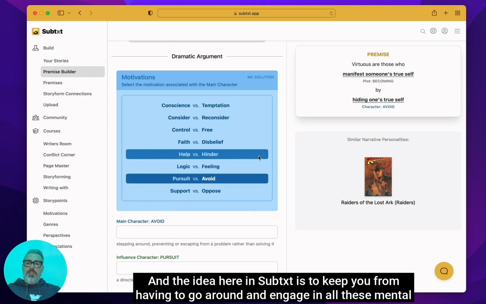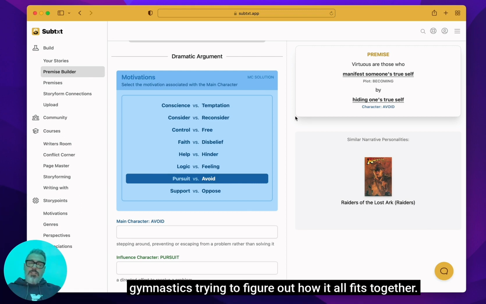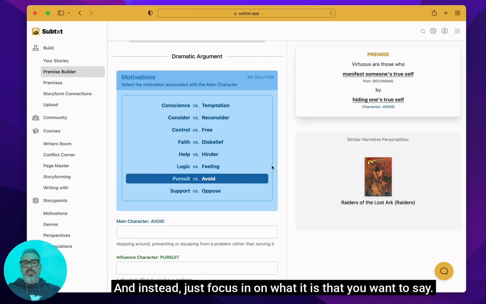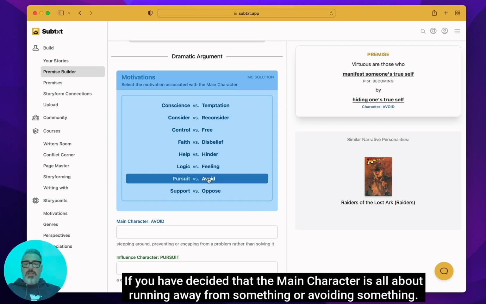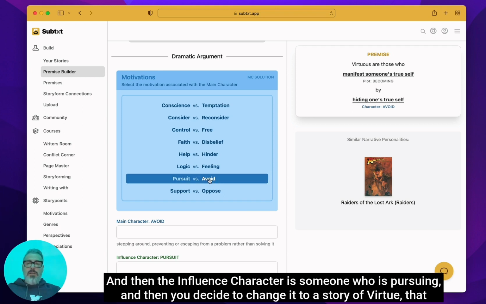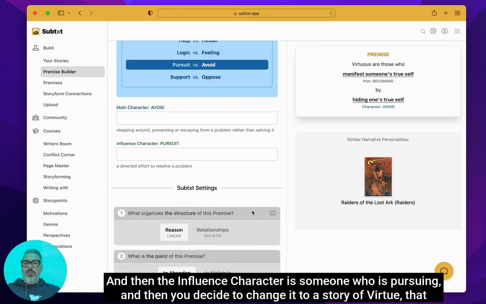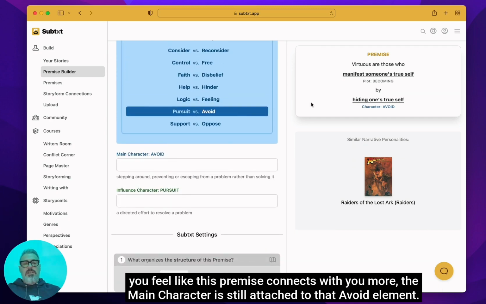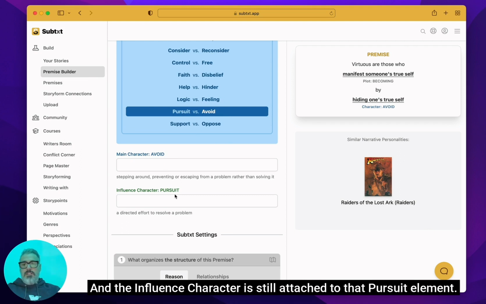And the idea here in subtext is to keep you from having to engage in all these mental gymnastics trying to figure out how it all fits together, and instead just focus in on what it is that you want to say. If you have decided that the main character is all about running away from something or avoiding something, and the influence character is someone who is pursuing, and then you decide to change it to a story of virtue because you feel like this premise connects with you more, the main character is still attached to that avoid element, and the influence character is still attached to that pursuit element.